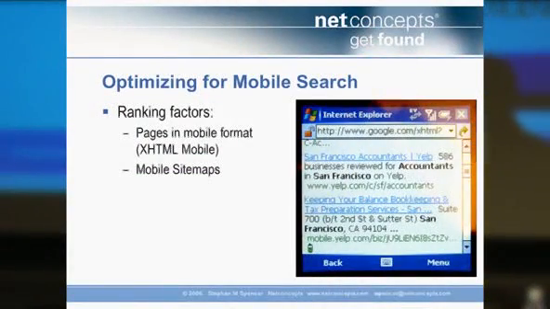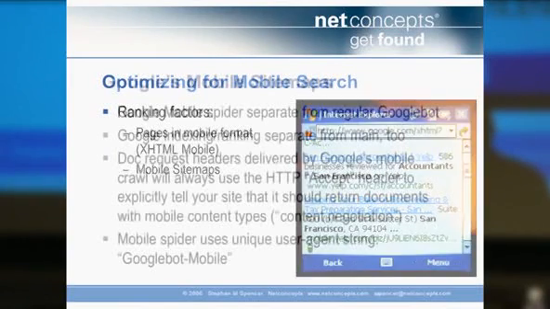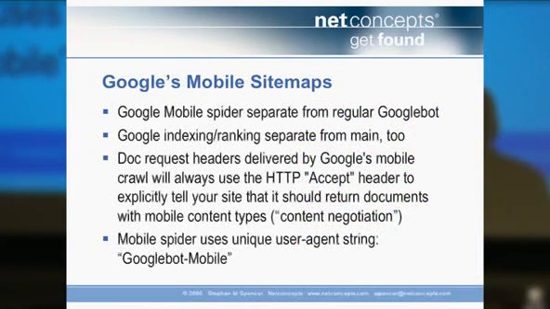Now let's move into optimizing for mobile search. Ranking factors include the pages being in mobile format, right, XHTML mobile, and submitting a mobile sitemap. Let's talk about Google's mobile sitemaps. Google Mobile Spider is separate from regular Googlebot.